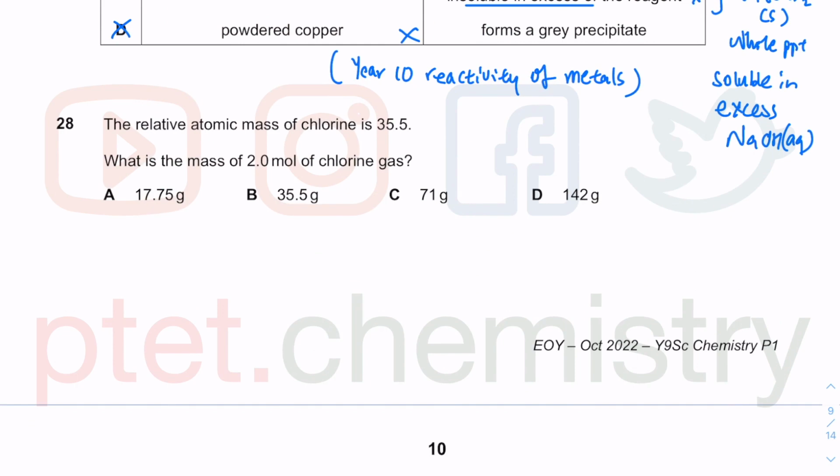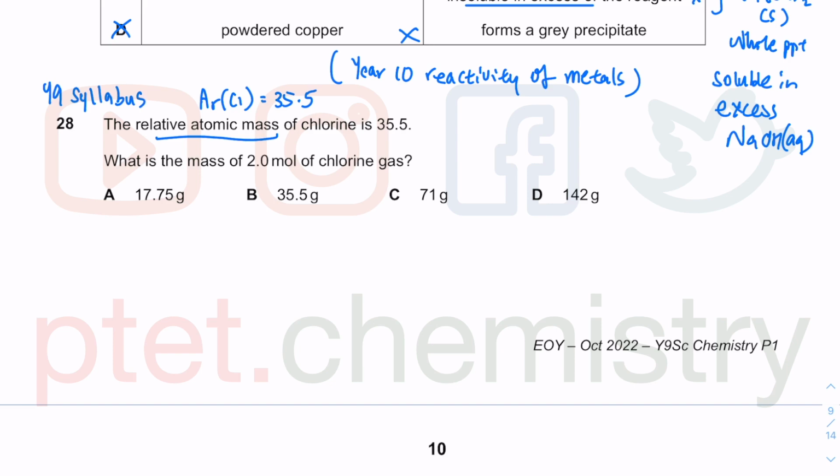Question 28, relative atomic mass is to do with the average mass of all the isotopes of an element relative to the mass of one atom of carbon-12 multiplied by 1/12. Or this is relative to 1/12 of the mass of one atom of carbon-12. This is in the year 9 syllabus of the curriculum, how to define relative atomic mass.